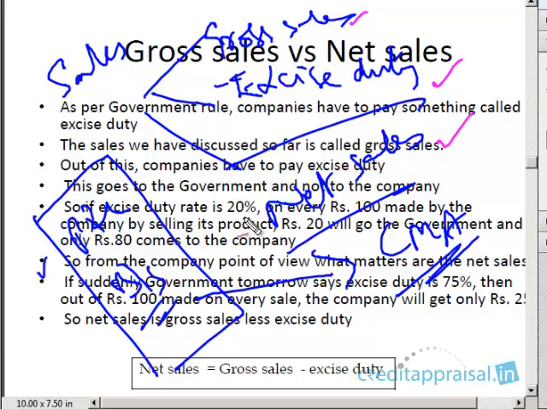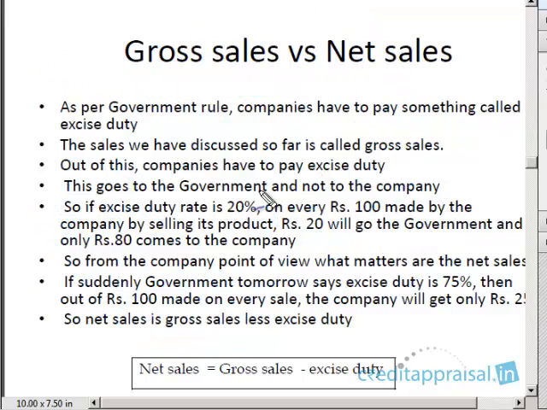Net sales is anyway formula driven. Once you enter gross sales and excise duty, you'll automatically get net sales, because net sales is nothing but the difference between gross sales and excise duty. So in this sub segment, we are going to discuss gross sales, excise duty, and net sales. As per government rules, companies have to pay something called excise duty.